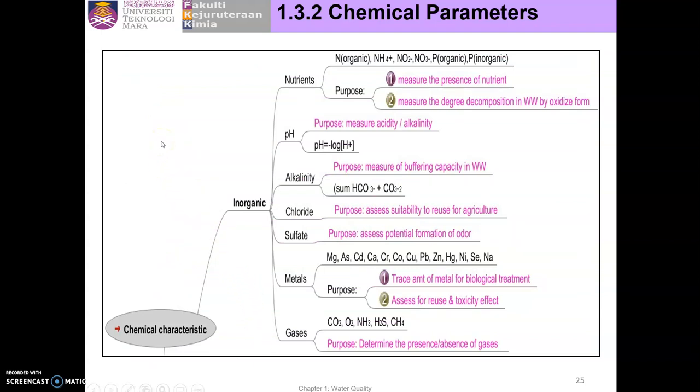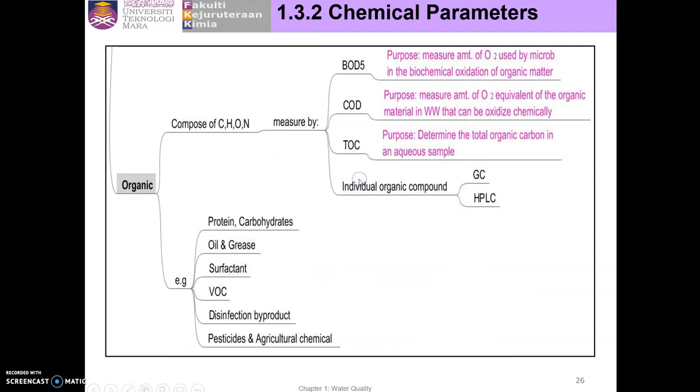Okay, so the next parameter is chemical. Chemical characteristics can be divided into inorganic, which covers nutrients, pH, alkalinity, chloride, sulfate, metals, and also gases. And the other one is organic. Organic is composed of these three main components, and can be measured by BOD, COD, and also TOC.